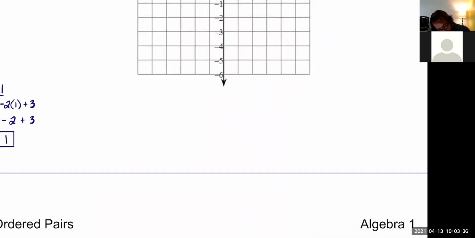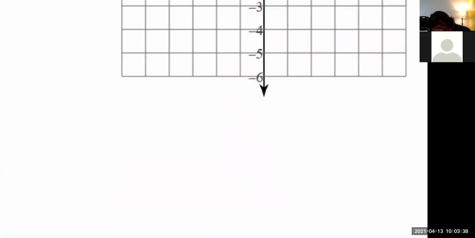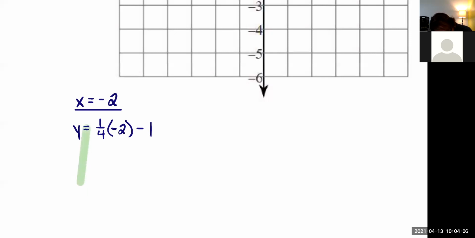So I'm going to come down below here, start to set myself up here. First one we're looking at is x equaling -2. So in my equation, what that's going to look like is we're going to have y equals 1/4 times x, but I'm going to pull that x and in its place put the -2, and then follow that up with the -1. Am I going to do that multiplication first or the subtraction first?